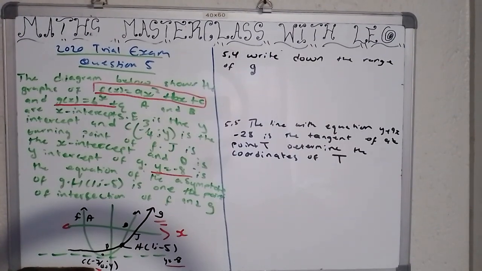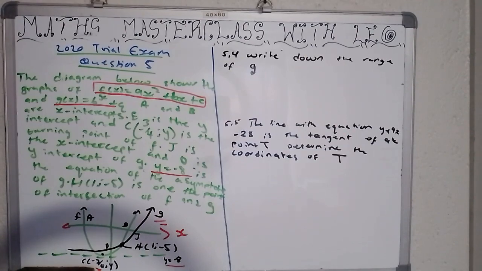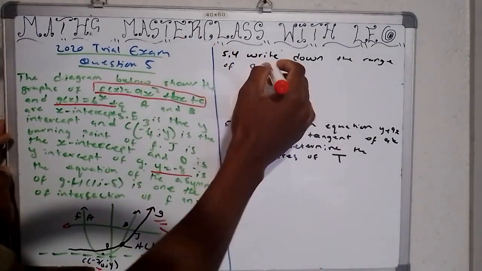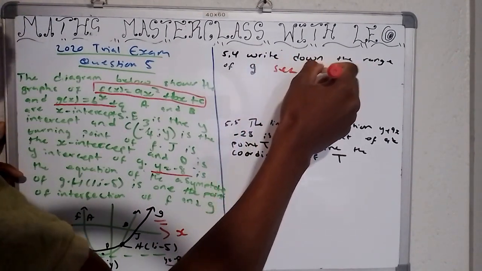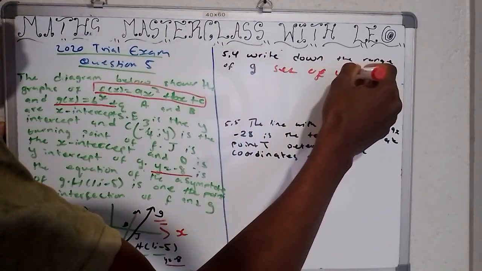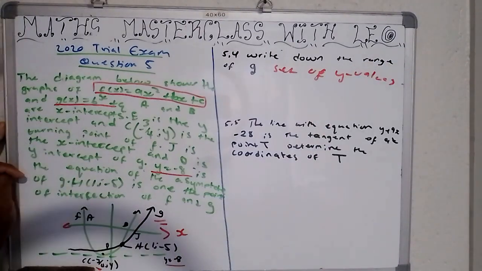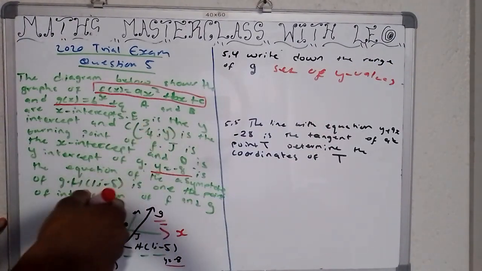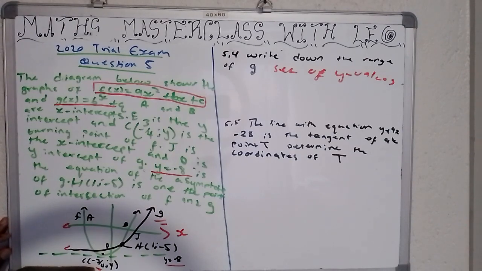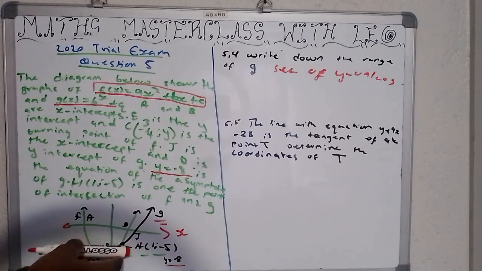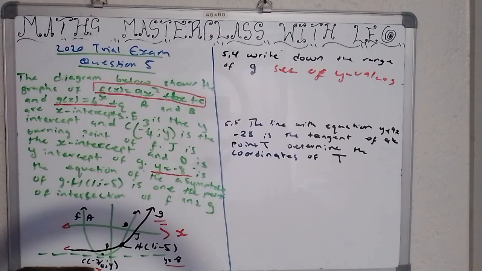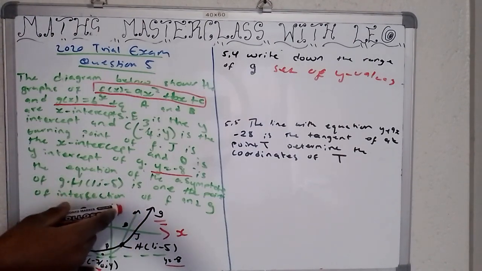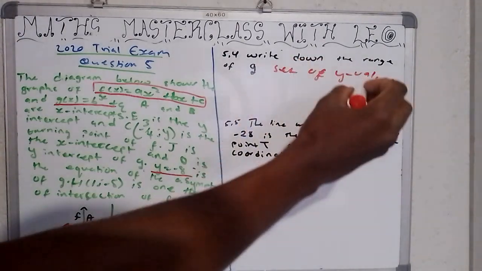Okay. I've been preaching about the range for all of the functions that we did. And the range, we always said, is the set of y values. But if you check the graph of G, it lies between the negative and the positive part of y. Range, set of y values.